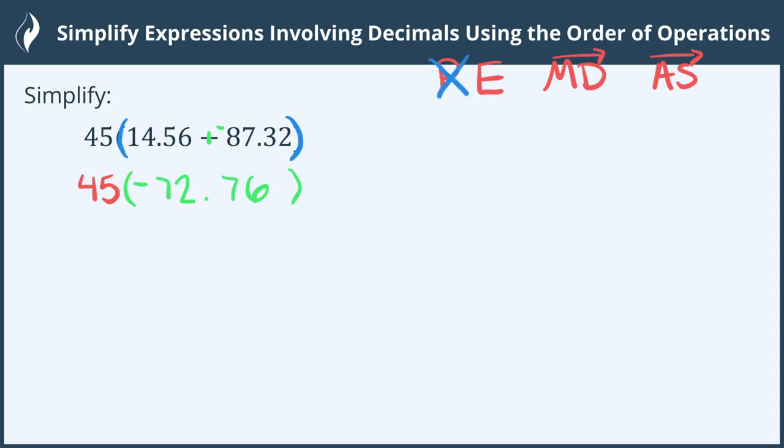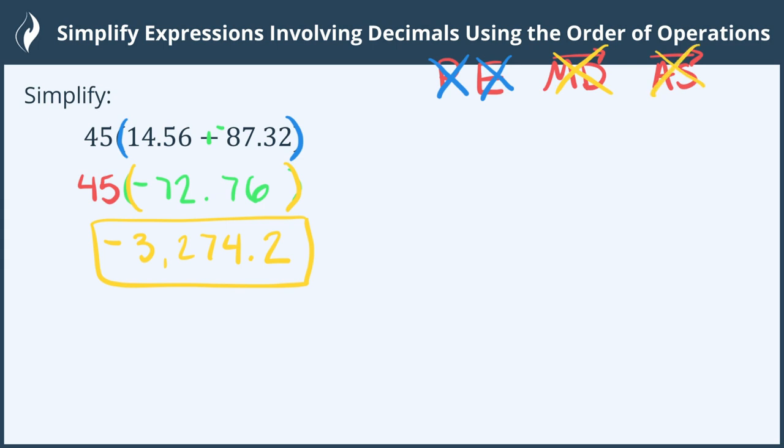We've now completed the parentheses and we can move to exponents. And since I don't have any, we can move on to multiplying and dividing. I do have a multiplication here, the multiplication between 45 and the negative 72 and 76 hundredths. To do that, I'm going to use my calculator. Putting that in gives me a total of negative 3,274 and 2/10. We've now completed the multiplication and division, and since we don't have any more adding and subtracting that was outside of the parentheses, we're all done.